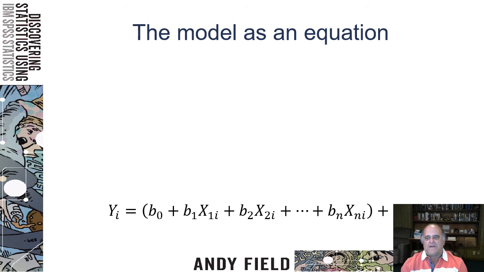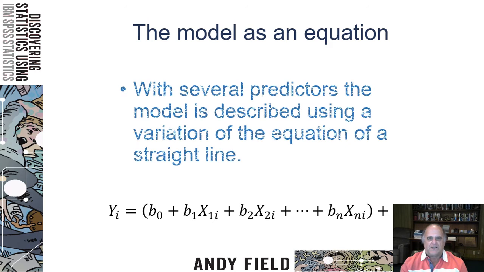And of course, we can present this model as an equation. With several predictors, the model is described using a variation of the equation of a straight line. I note we've cut off E at the end here for my picture, but basically the model is going to be that our Y, the value we're trying to predict, the dependent variable, is equal to some constant, that's your B sub 0, plus B1, the B weight for the first independent variable.